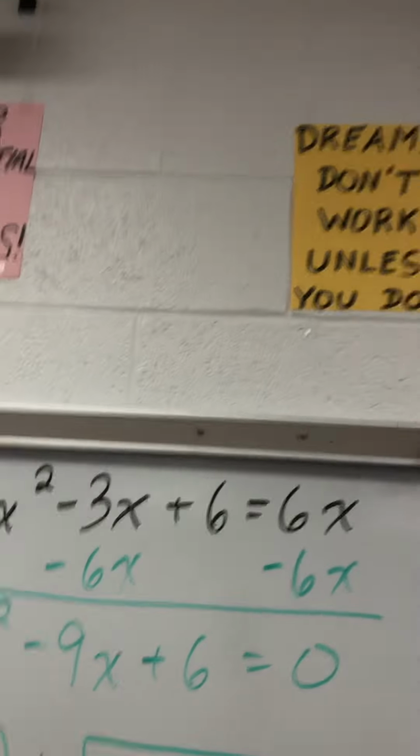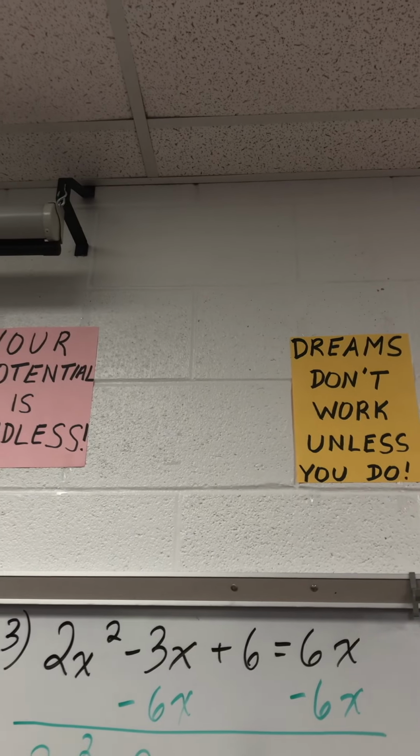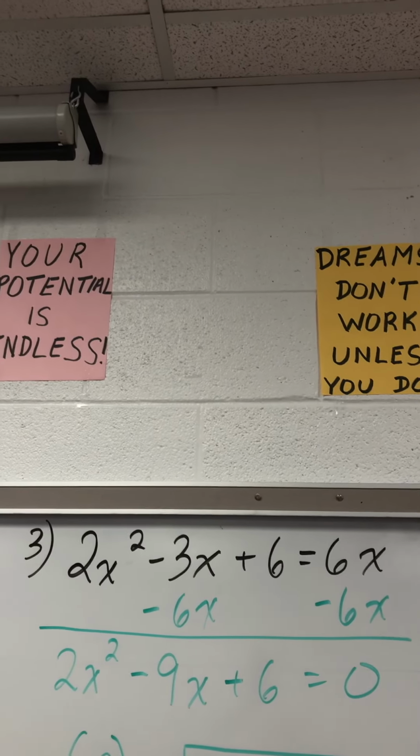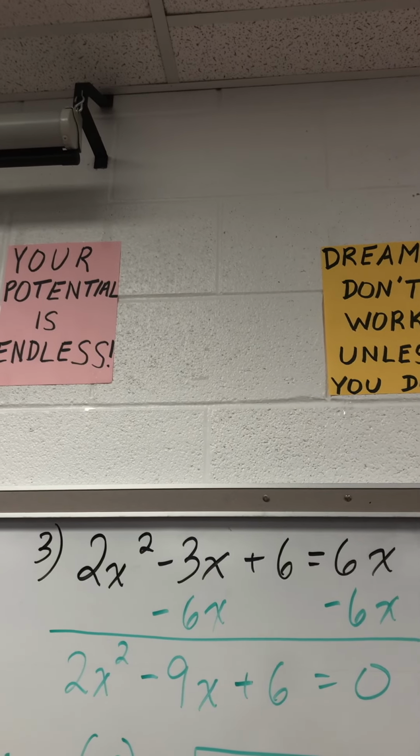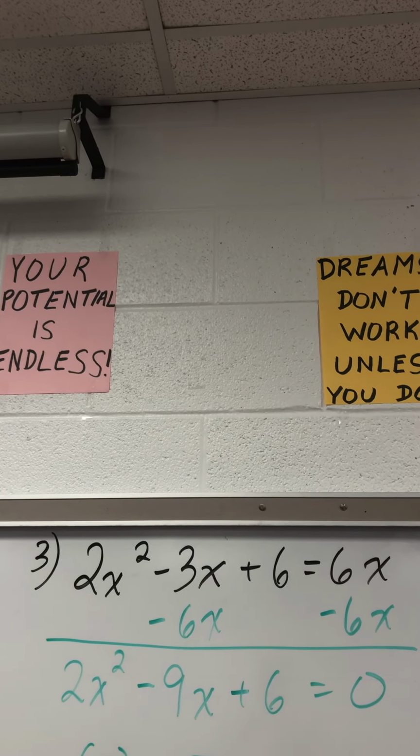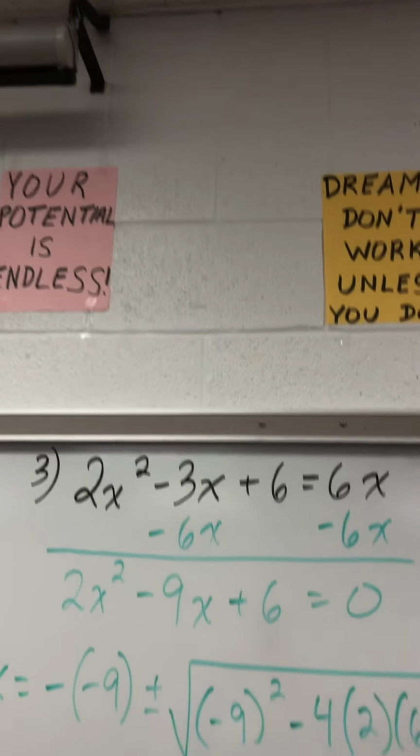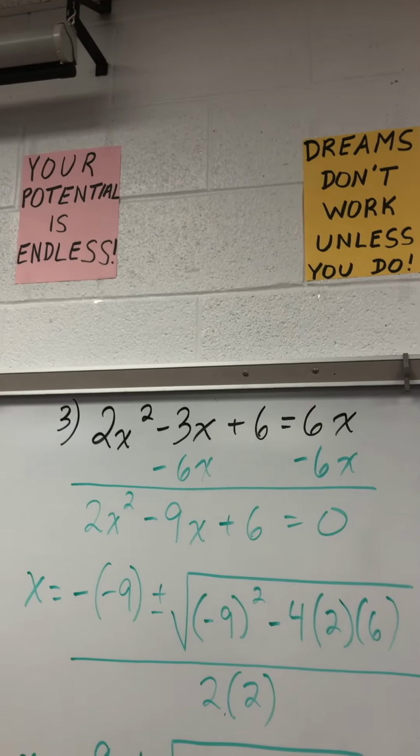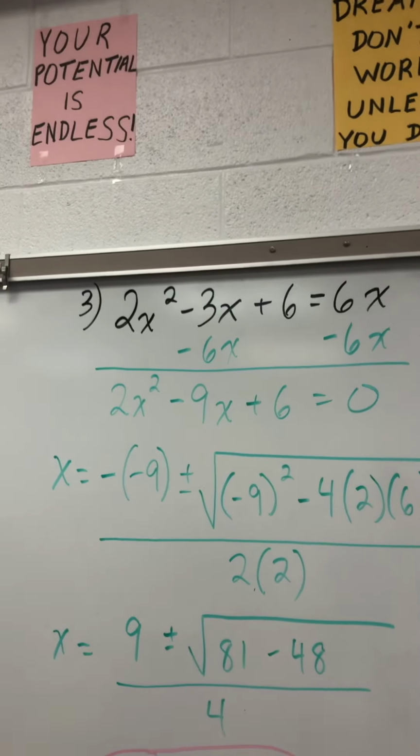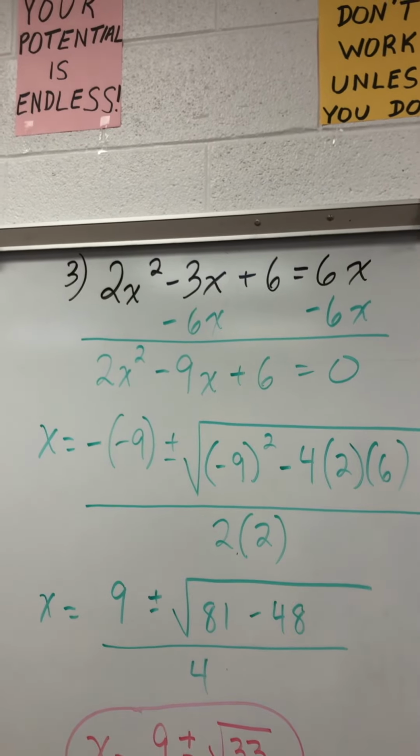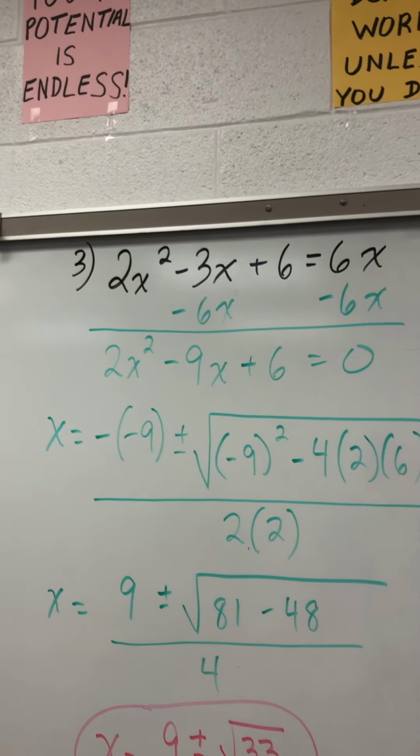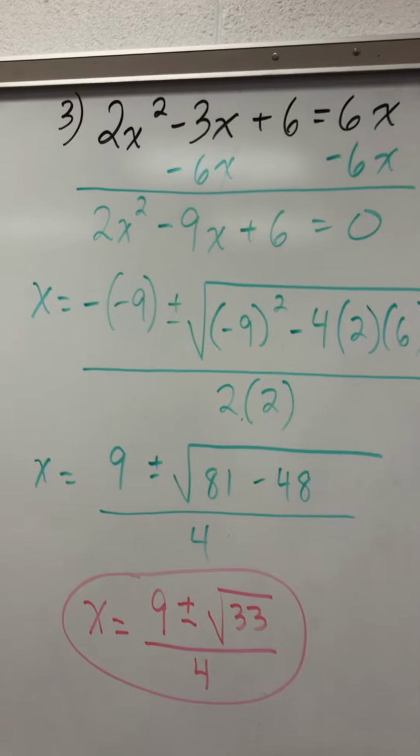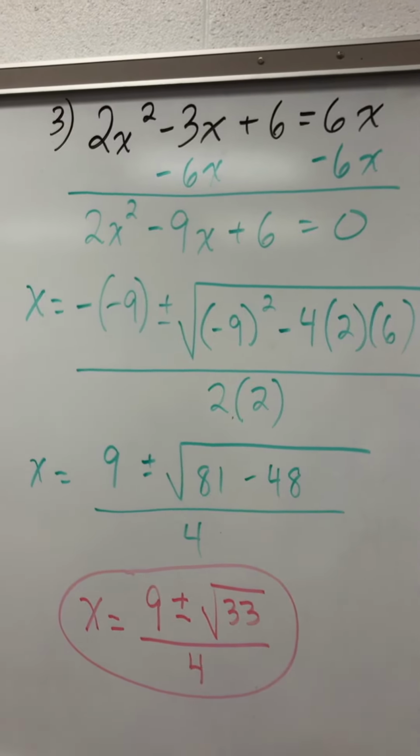You may get a problem like this where the right side is not set equal to 0. So the first thing you'll have to do is subtract 6x. Now you have the right side equal to 0. What's A? 2. What's B? Negative 9. What's C? 6. Plug those numbers in. So you get 9 plus or minus the square root of 81 minus 48 all over 4. 81 minus 48 is 33. X equals 9 plus or minus square root of 33 over 4.